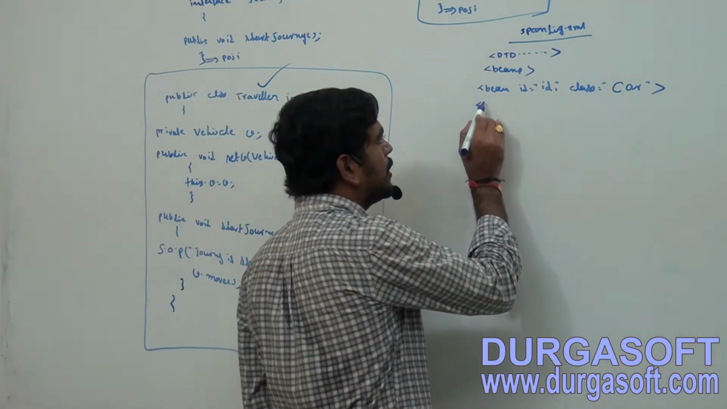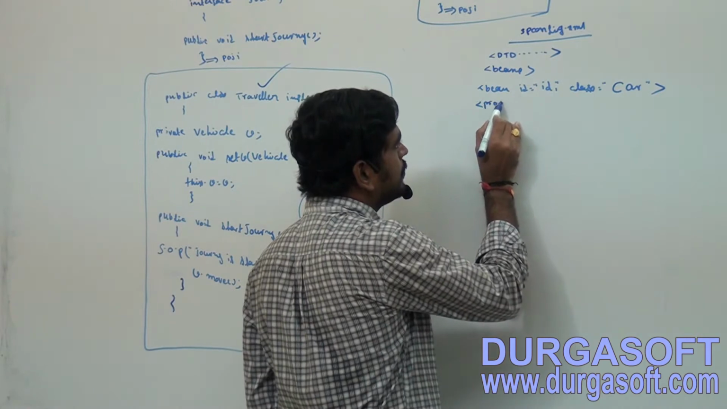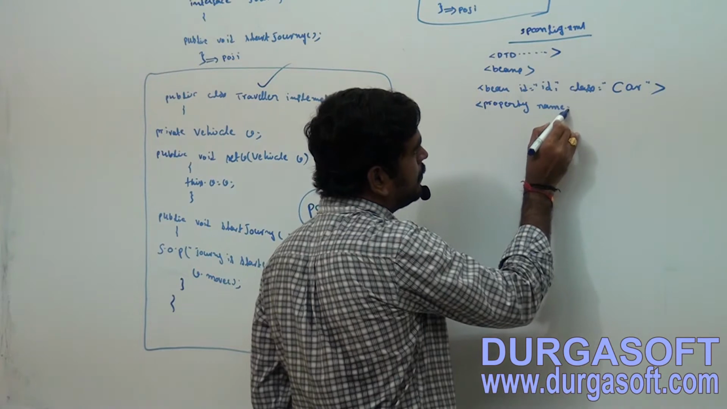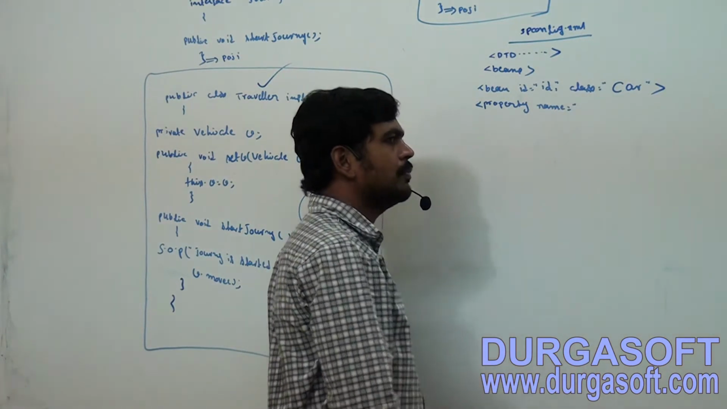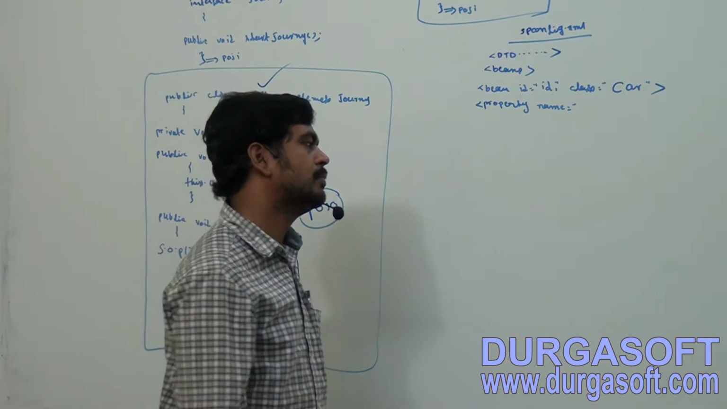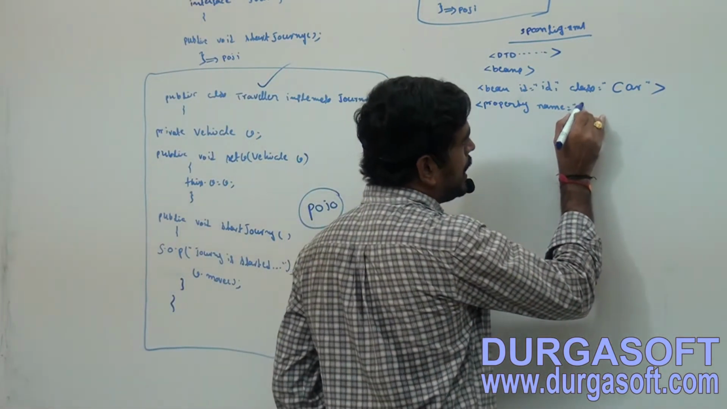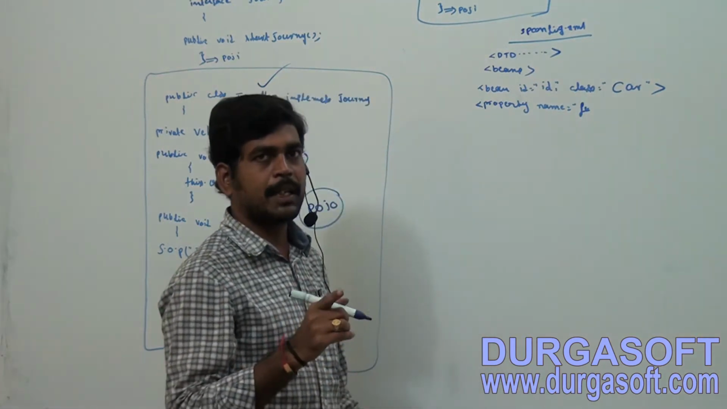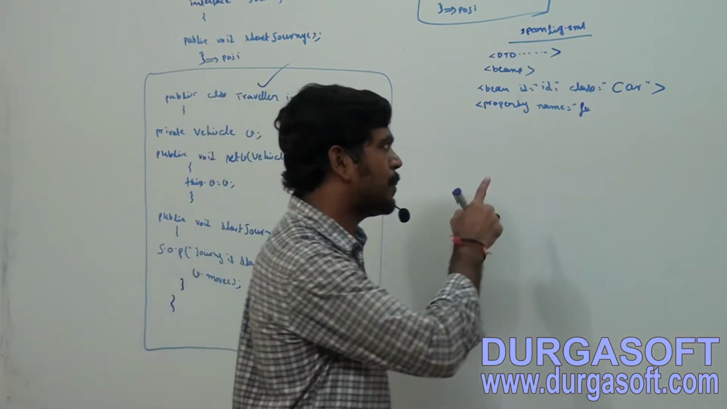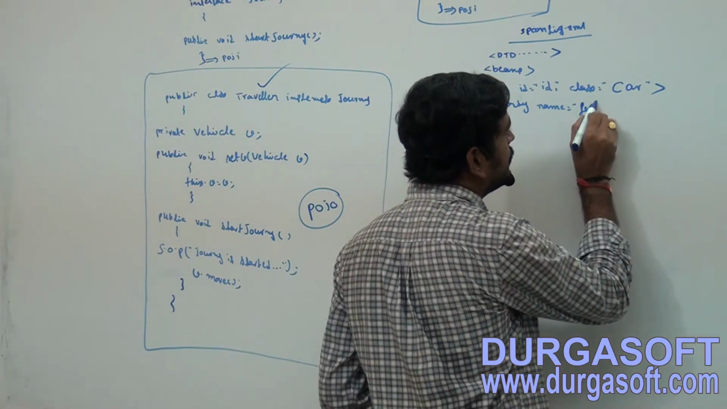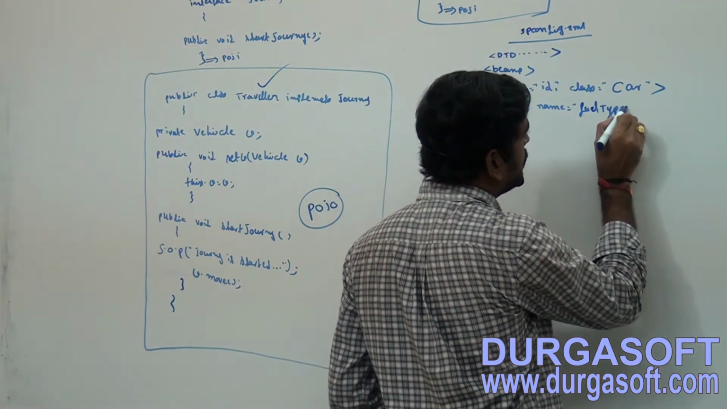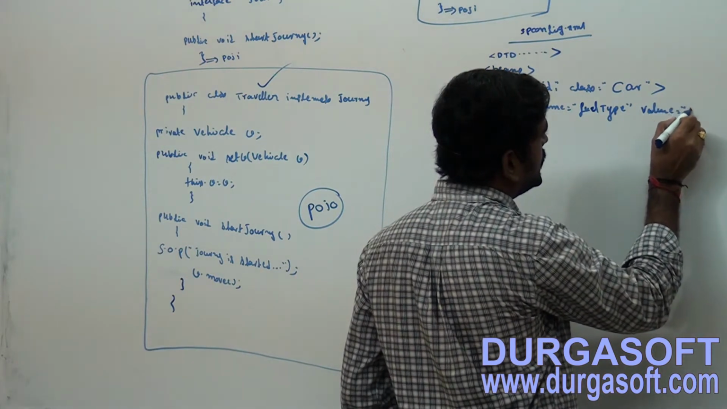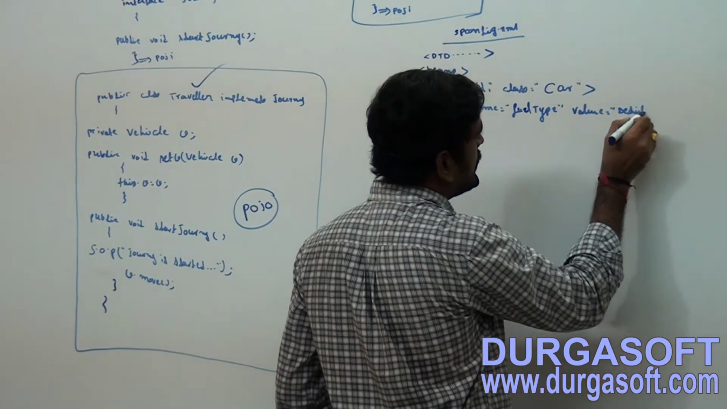That is the reason here I am going to take what? Property. Property name is equal to, first what? Fuel type. In the car class I declared two properties: fuel type as well as max speed. Those two properties I configured here. Fuel type, then value is equal to diesel.